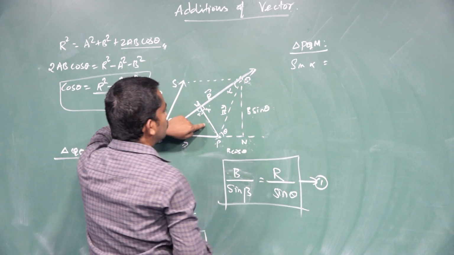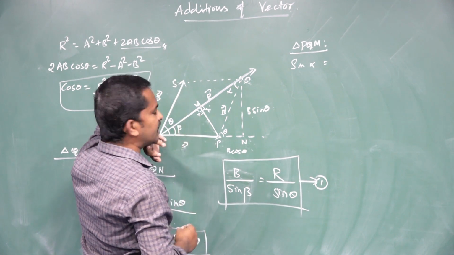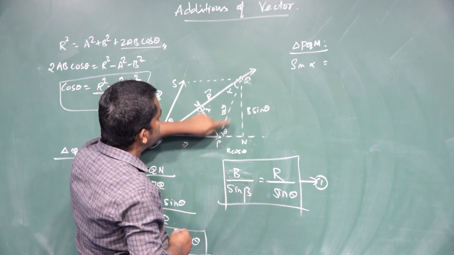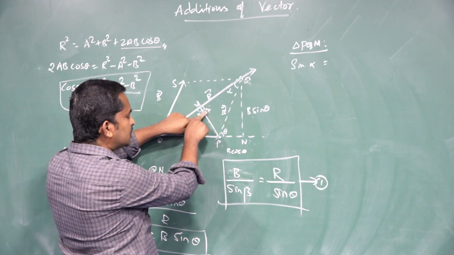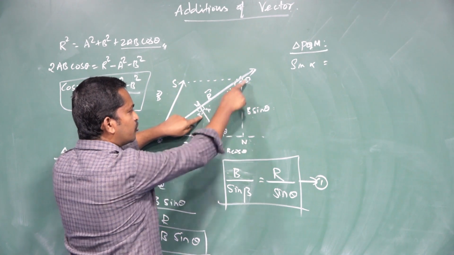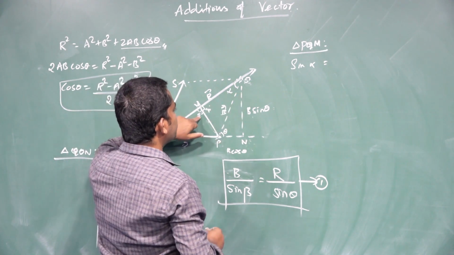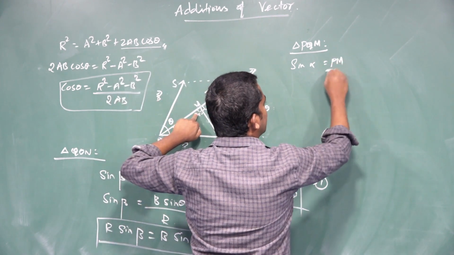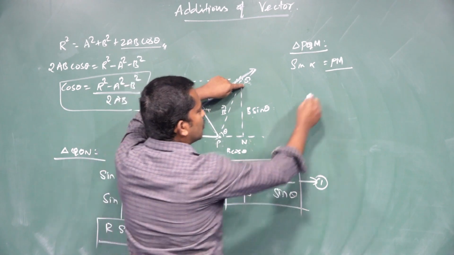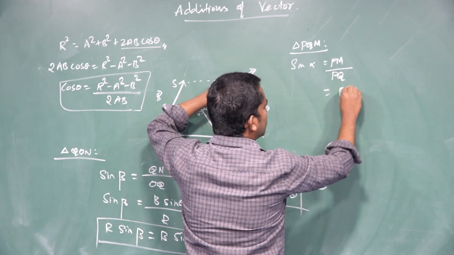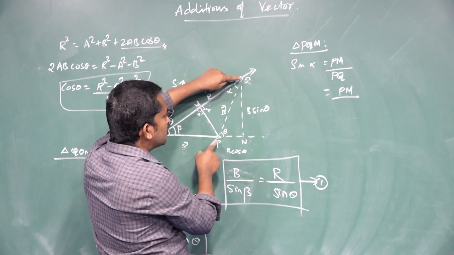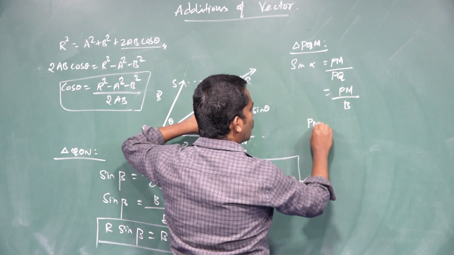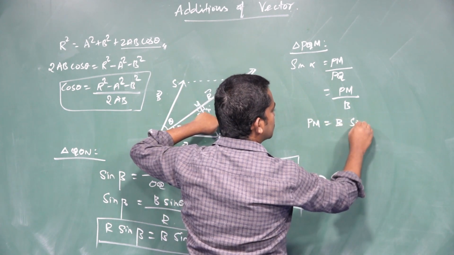Sine alpha is equal to, what is sine alpha? Opposite side divided by hypotenuse. The opposite side is PM. The hypotenuse is PQ, since the 90 degree angle is opposite the hypotenuse. So sine alpha is equal to PM divided by PQ. PM divided by PQ is nothing but, this is the B vector. So PM is equal to B sin alpha.